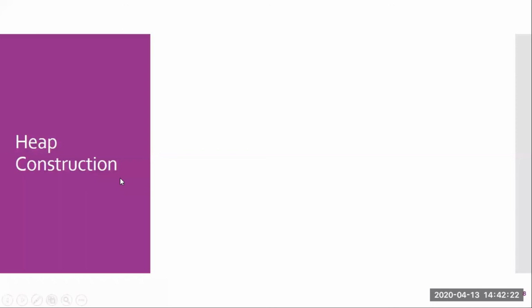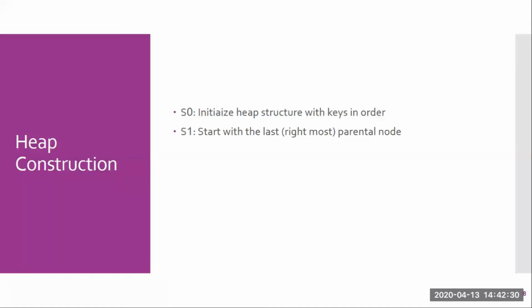So given a set of elements, we should know how to construct a heap. First is initializing the heap structure with keys in order. Then we start with the last parental node. If you divide the total size by 2, we get the last parental node. So we will start with that, and then we will fix the heap rooted at it.